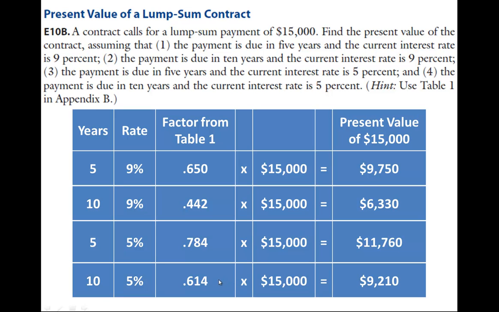So I flip to the table, I find my factor, and I have 0.614 times 15,000. If I invest $9,210 today, which is my present value, in 10 years from now, I will have $15,000 if I invest that $9,210 at 5% interest.